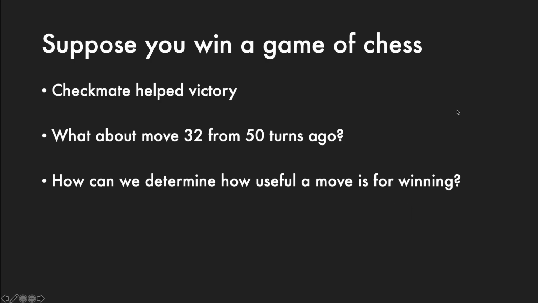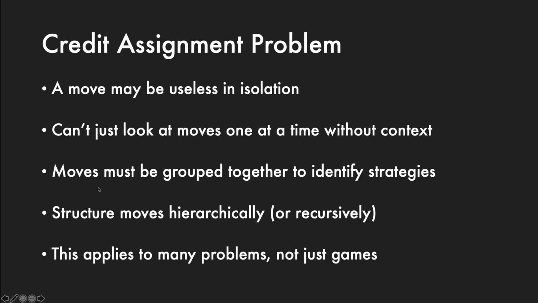But this requires it to numerically grade every decision it made, which is not always so easy to do. So, for example, suppose you win a game of chess. Well, obviously, checkmate helped you win. You can't win without checkmate, but what about move 32 from 50 turns ago? How useful was that in helping you win? How do you assign a number that represents how good of a move that was? And so this is the credit assignment problem.